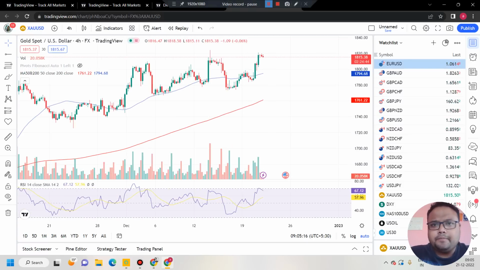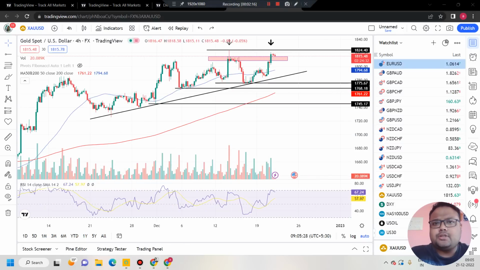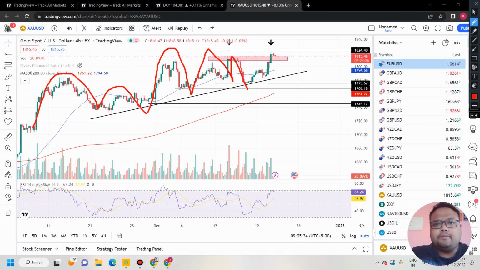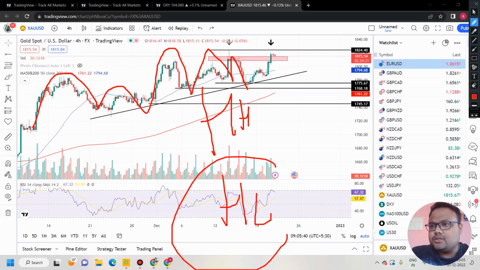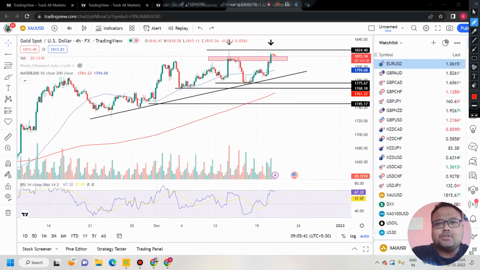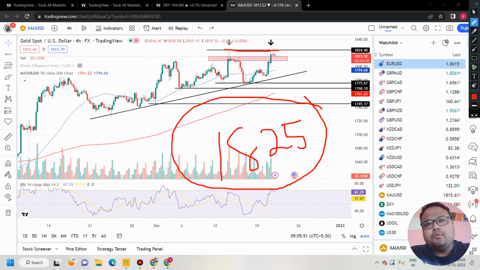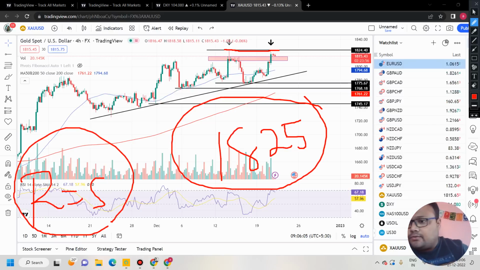And one more thing, if we observe the present structure of gold, we can clearly see that the structure of gold is forming higher highs and higher lows. To maintain the structure, gold needs to cross this particular level here, the level of 1825. Once gold breaks 1825 and settles above 1825 for a couple of hours, we can go for a buy position. But at first, gold will have to cross 1825 so that the resistance becomes the new support on the chart of gold.